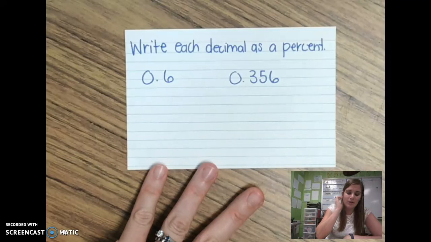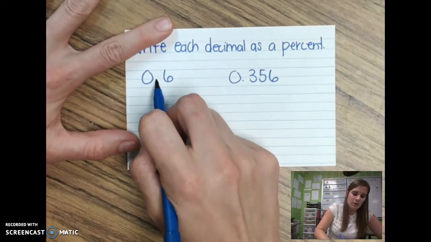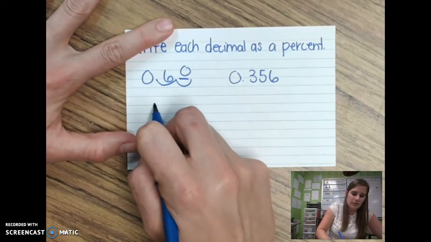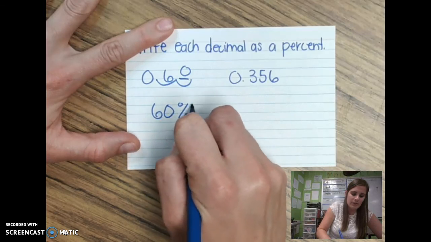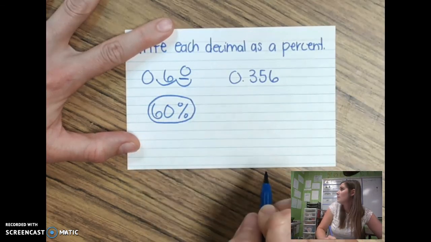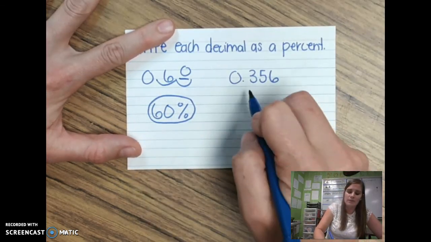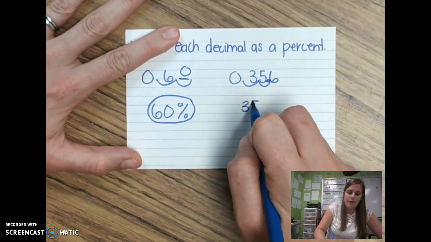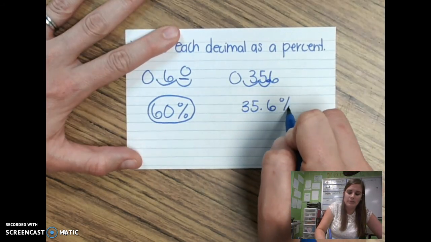And then our last one, we're going to write each decimal as a percent. So we're going to move 2 times to the right. That blank's going to get a 0, so this is 60%. Over here, we're going to move 2 times to the right. We have 35.6% as our answer.